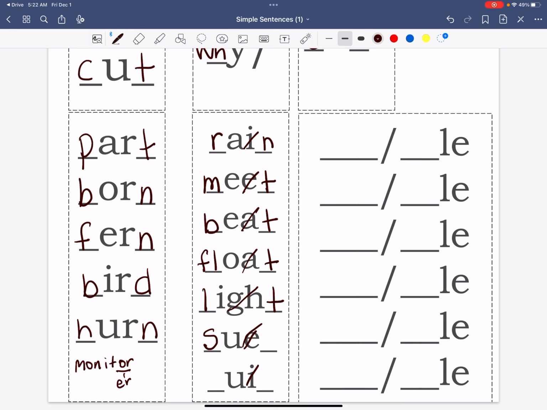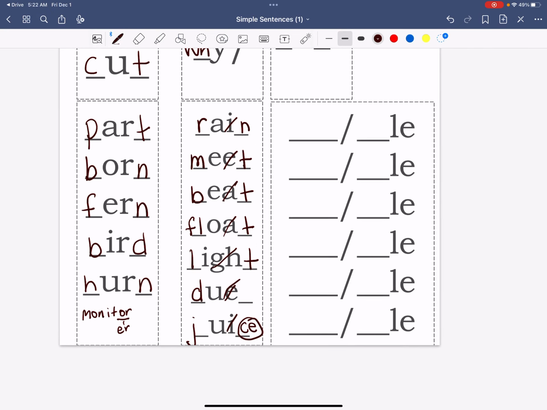Ooh. Sue. Or actually, let's do dew, like the morning dew. And finally, j, ooh, s. And that the C and the E make the S sound.